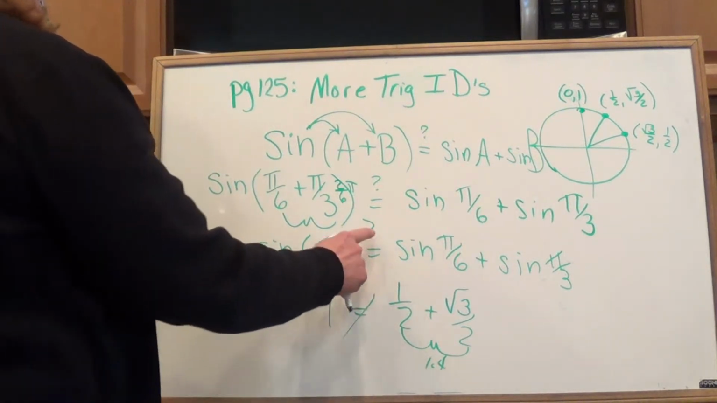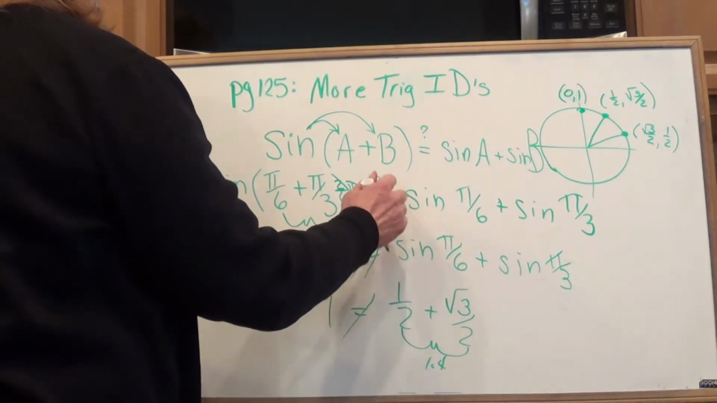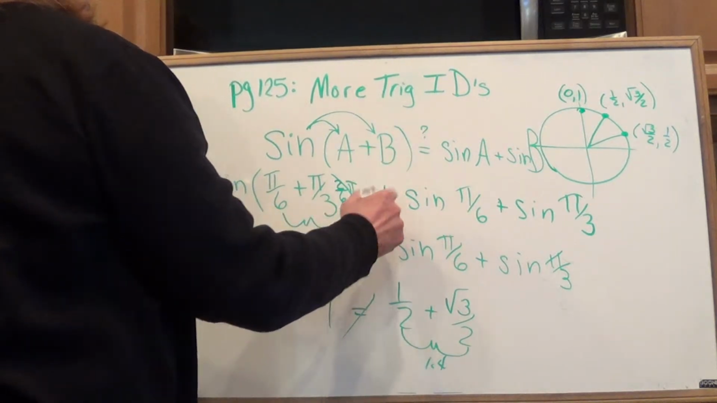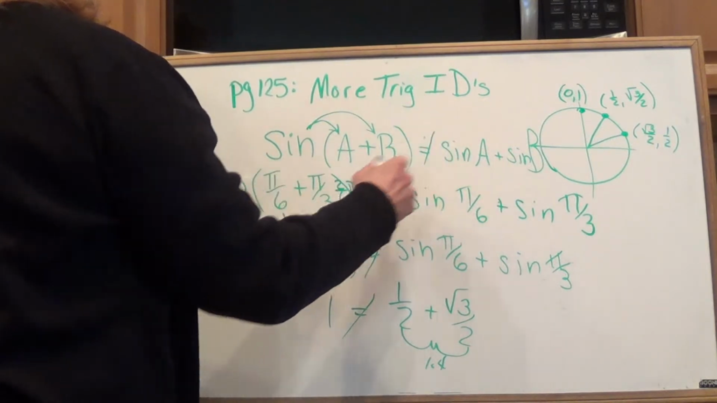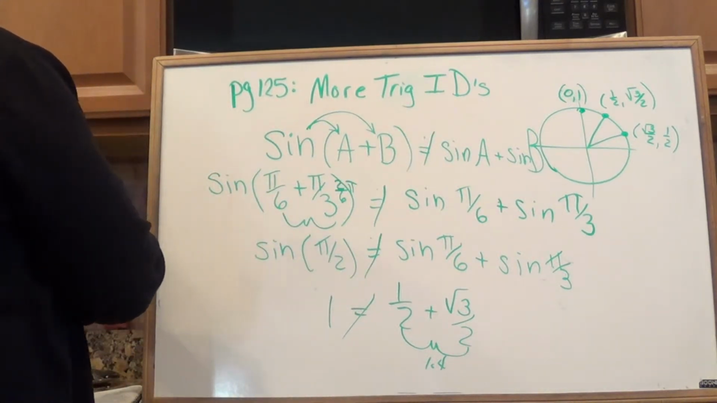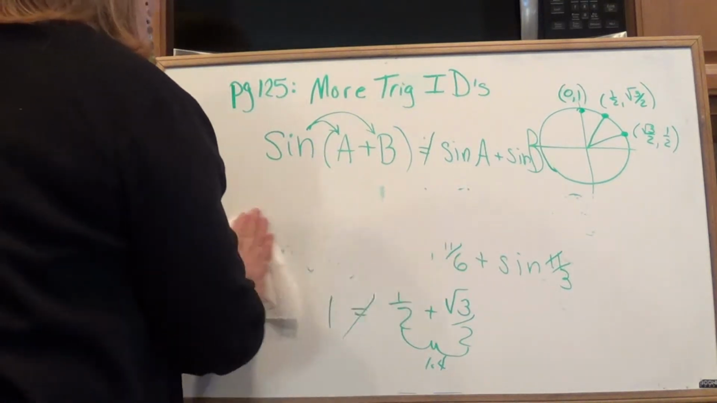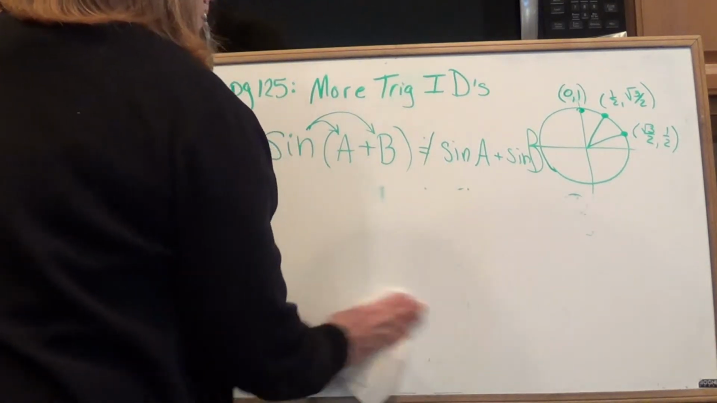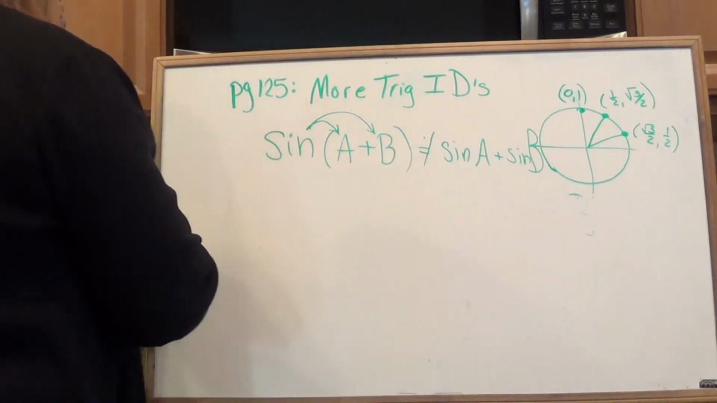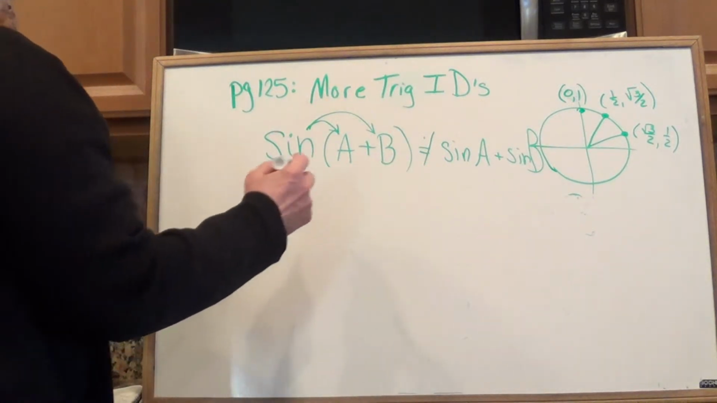So this is not equal. This is not equal. This is not equal. And this is not equal. So what is equal? Let me show you, and then we'll test that as well. So this is a no-go. Sine is not a distributive function.